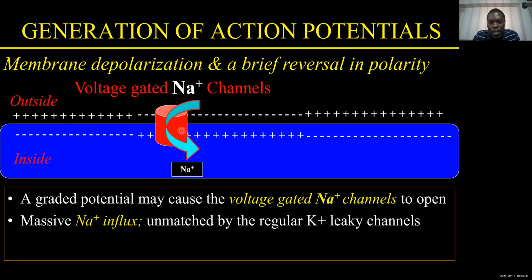Usually, during the depolarization, there's even a brief reversal of the membrane polarity. What I mean is that the inside becomes positive, the outside becomes negative. Remember, for the normal state, the inside is negative, the outside is positive. At the peak of an action potential, the inside becomes positive, the outside becomes negative. You've reversed the polarity.